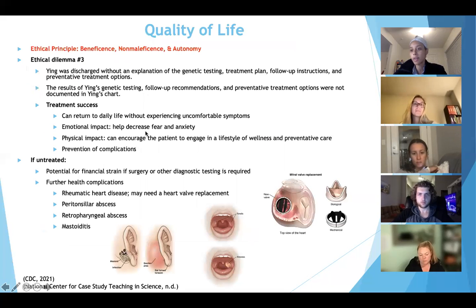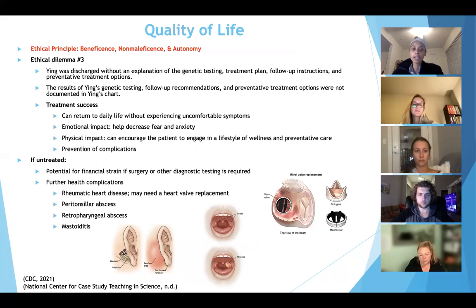All right, so let's move on and talk about quality of life. The ethical principles are at the top of this slide, and Ying was discharged without an explanation of her genetic testing or any information about her follow-up instructions. If she had treatment success where she was properly educated and knew her options, she'd be able to return to daily life without experiencing uncomfortable symptoms.